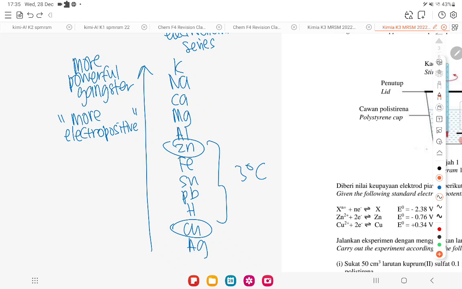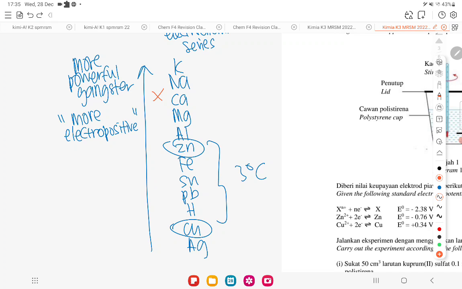The idea is this: the higher the metal in the ECS, the higher the temperature they will produce. So if zinc and copper produce 3 degrees Celsius, where is metal X? Metal X should be higher than zinc, isn't it? Because only when metal X is higher than zinc, you see the gap here is even bigger. The bigger the gap, the more temperature they produce. So only then you get 5 degrees Celsius, isn't it?